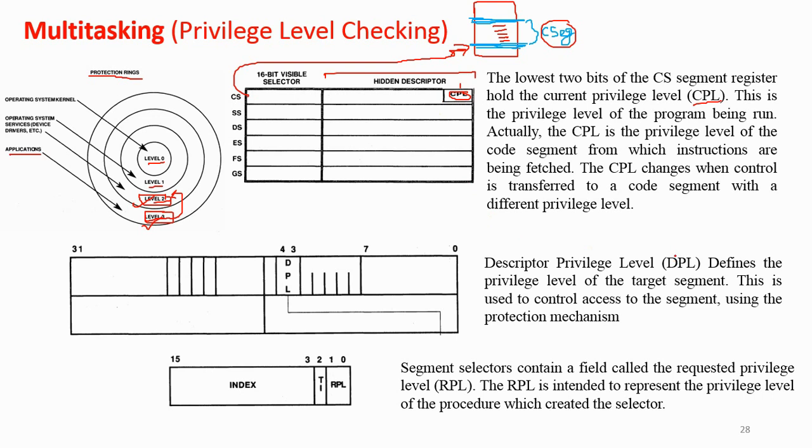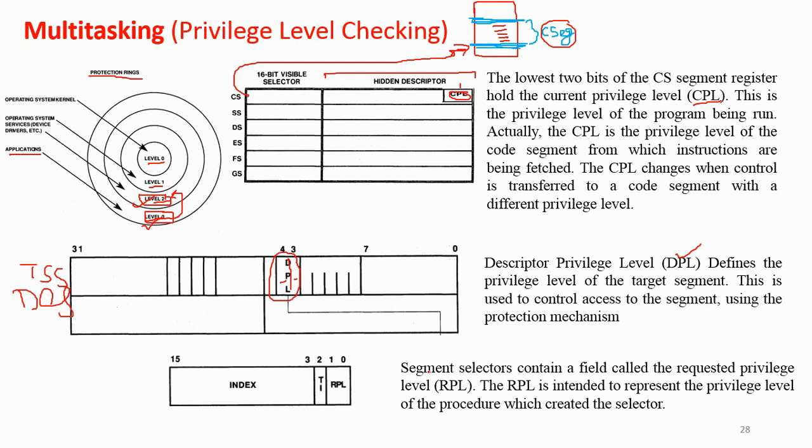Now let's see DPL, that is descriptor privilege level. It defines the privilege level of the target segment. This is used to control access to the segment using the protection mechanism. This DPL field is of 2 bits. It defines the privilege of the target segment, which we will see later on. DPL is a field inside the descriptor. When we study the TSS descriptor, from this we will come to know what we mean by DPL.